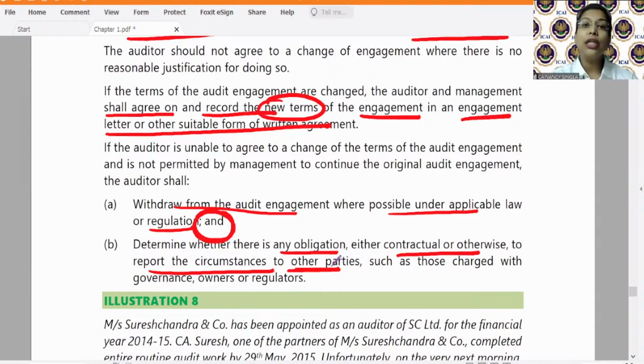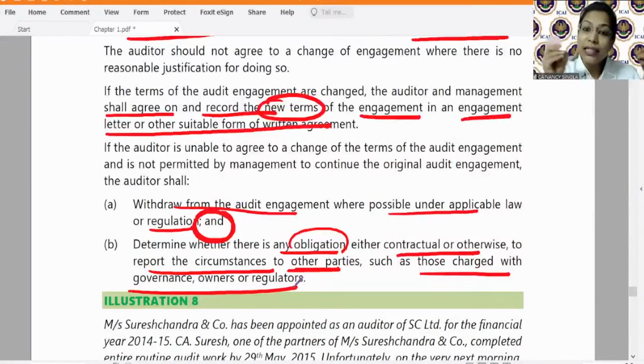Further, auditor needs to consider कि कोई obligation तो नहीं है, like those charged with governance को भी तो बता के जाओगे ना, shareholders को भी तो बता के जाओगे ना, regulators को भी तो बता के जाओगे ना, that this is the reason why I am resigning, why I am quitting, why I am withdrawing from the engagement.